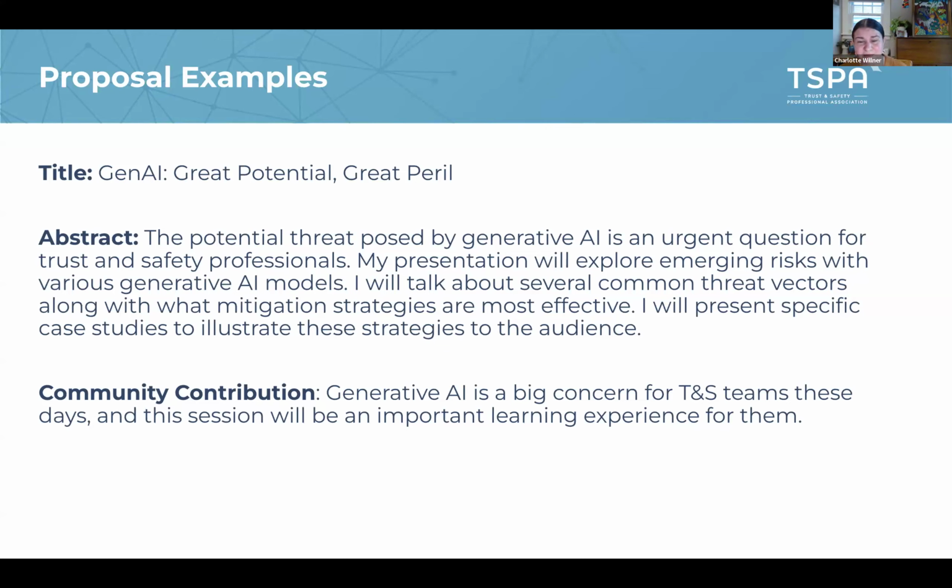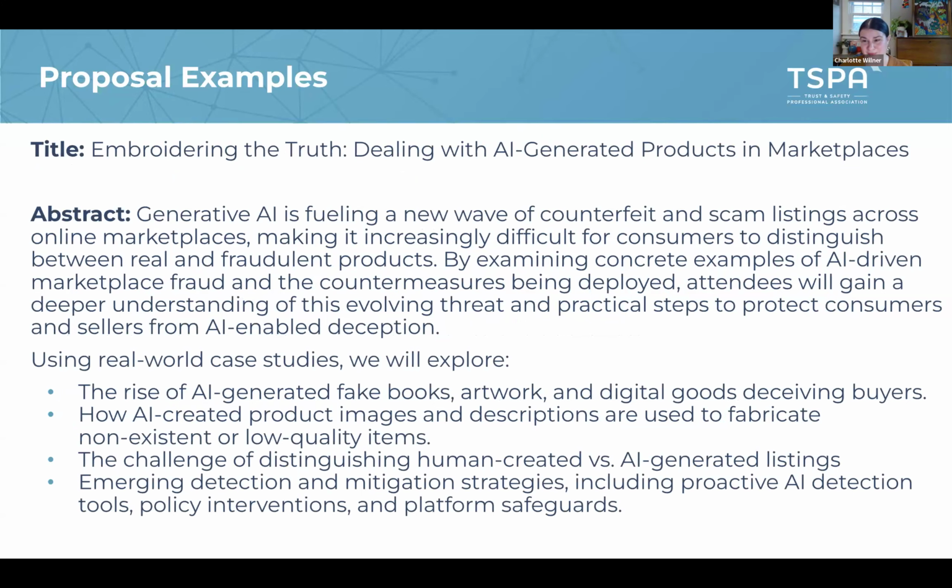So I then rewrote, Maggie, if you would mind going to the next slide, I rewrote this proposal. And what you'll immediately notice, I hope anyway, is how much more specific it is. So I now have this title, Embroidering the Truth, Dealing with AI-Generated Products and Marketplaces. You don't have to have a whiz-bang title. If you're self-conscious about your title, we can work on that with you. But someone should steal this one, frankly.